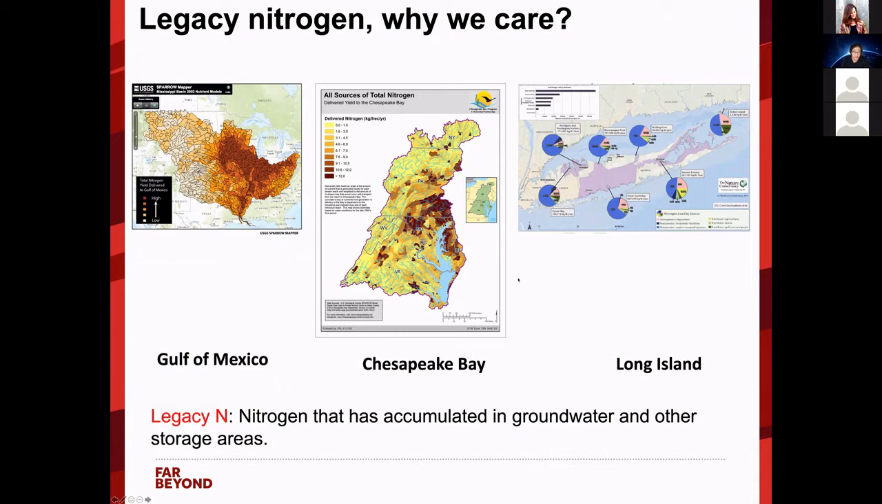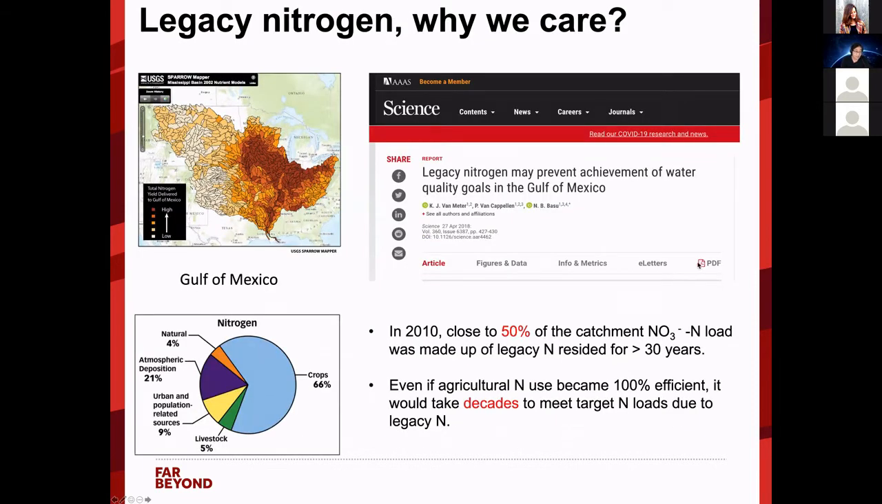Here I want to show you a few cases where legacy nitrogen has contributed significantly to the current nitrogen loading. The first example is the Gulf of Mexico. As we can see, the majority of the nitrogen sources in the Gulf of Mexico is from agricultural practices. There was a study published in 2018 in the journal Science, in which the researchers used historical data and also applied a model to estimate the contribution of legacy nitrogen to the overall nitrogen loading in the future.